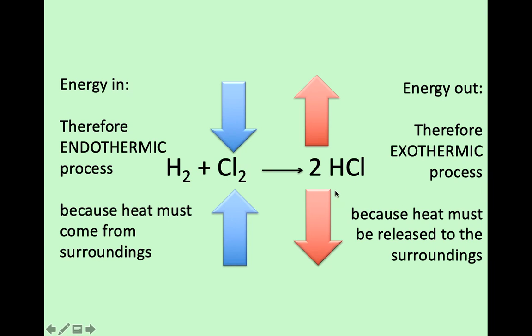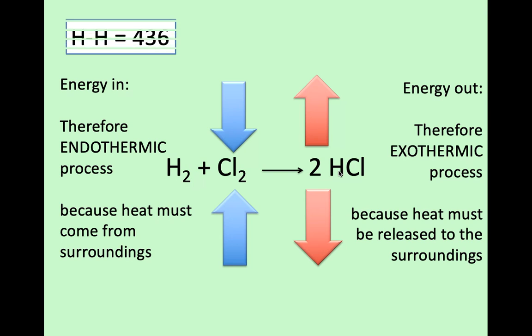At the end of the reaction, we are making new bonds. We are taking those broken apart hydrogens and chlorines and we are forming them together as hydrogen chloride. So that's an exothermic process. It's giving energy to the surroundings. Let's have a look which is greater, because that will tell us whether this is an exothermic reaction in the forward direction or an endothermic one.